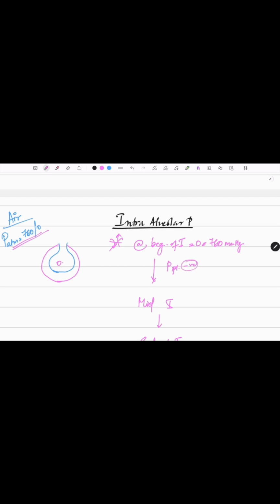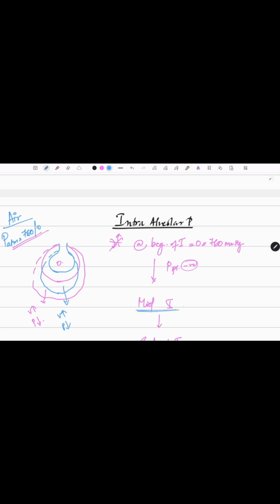Pleural space is increasing, the pleural pressure is becoming more negative. So this is the pleura, which is now expanding. Volume increasing, pressure decreasing, so it will just suck the alveoli. So the alveoli will now expand, the volume inside will increase, the pressure will decrease.